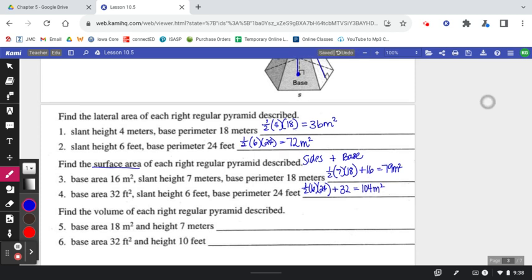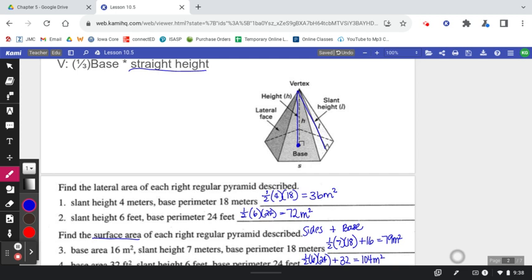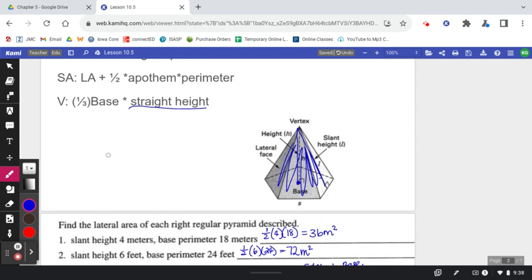Now for the volume, we're talking about how much space there is on the inside of the shape. So if I was going to fill it up with water, and you'll notice with all of our pointy shapes, the ones that come to a point here, we're going to do 1/3 the base area, and then we need the straight height. We need the height from the vertex down into the base.